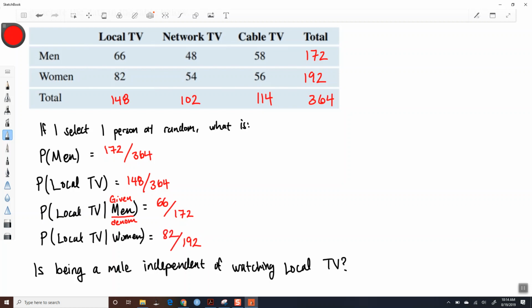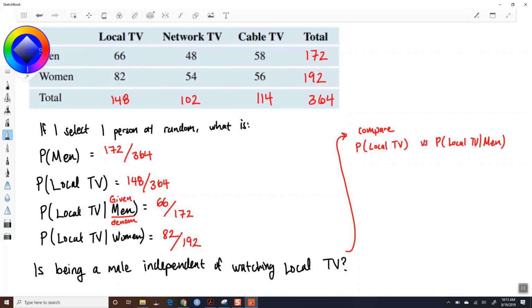Okay, all right, and this last question, is being a male independent of watching local TV? How do we even go about answering this? What comparisons should we make? We need to compare, basically, all three of these values will be equal if they are independent, okay? So we'll compare probability of local TV versus probability of local TV given men, okay? And if these two are equal, they are independent, and if they are not equal, they will not be independent.